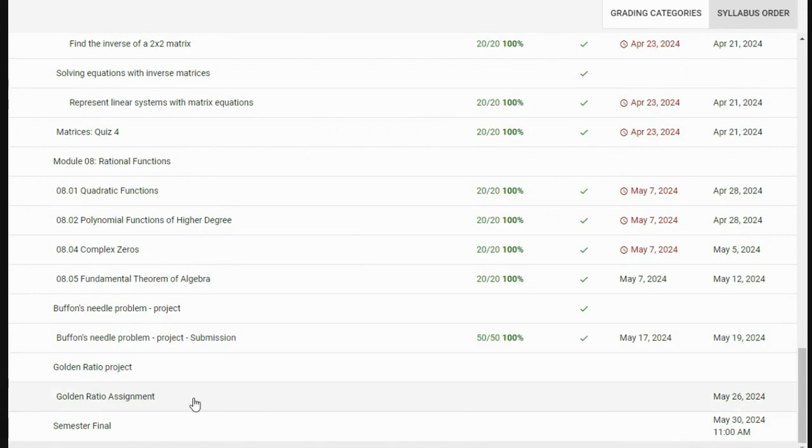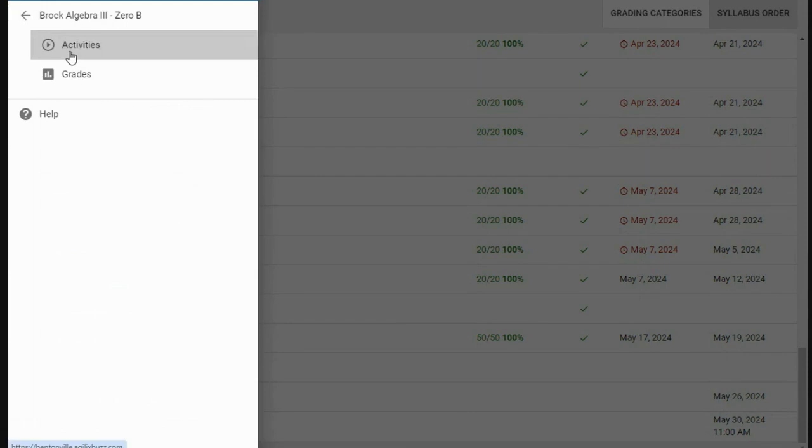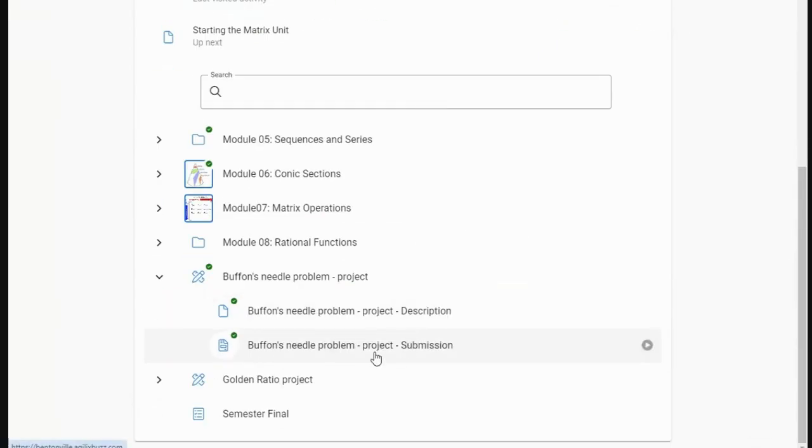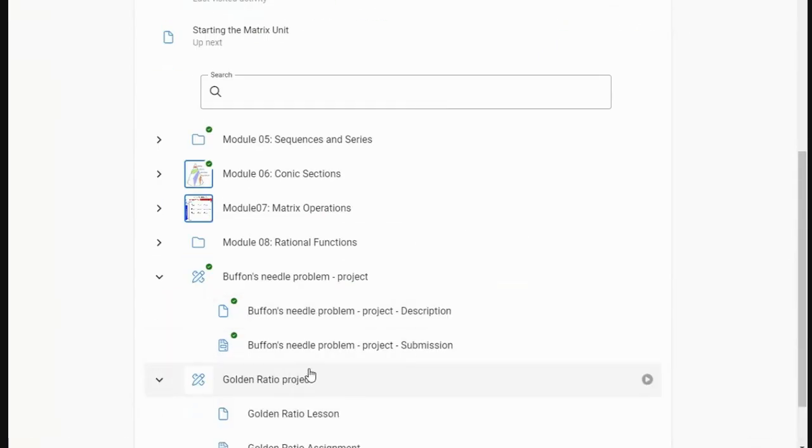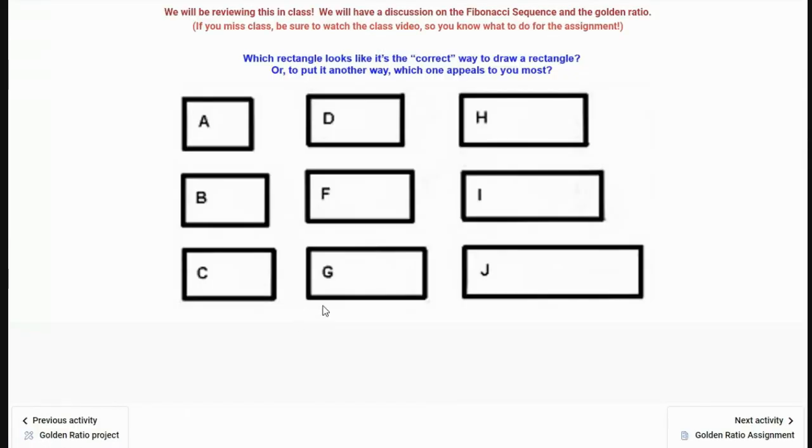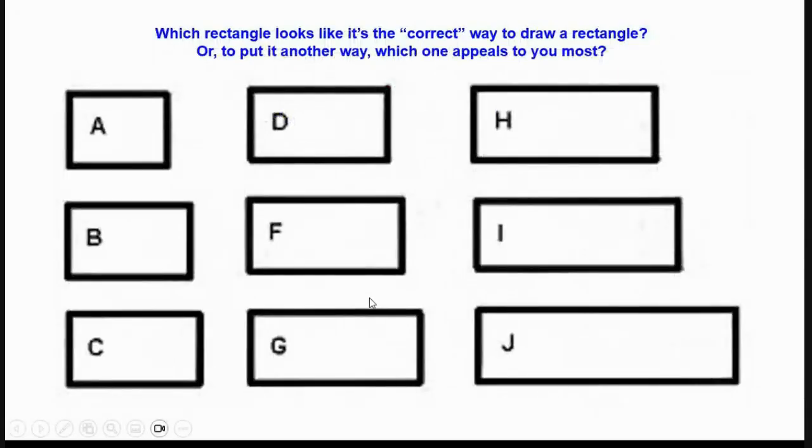And this week is a 50-point assignment, the golden ratio assignment. So again, we're doing a project again this week. So let me go and see what it has in Buzz. It doesn't have much in Buzz because we are going to talk about it ourselves. We're going to be reviewing this in class. So all I have on here is this. So let me switch over to my slideshow. All right, this is what we're going to look at.